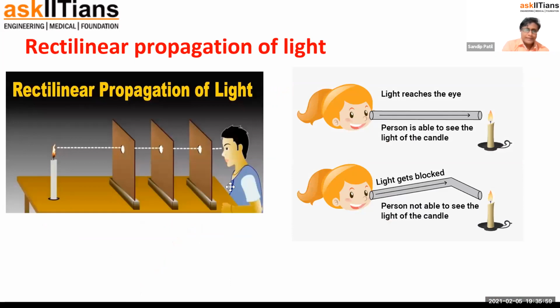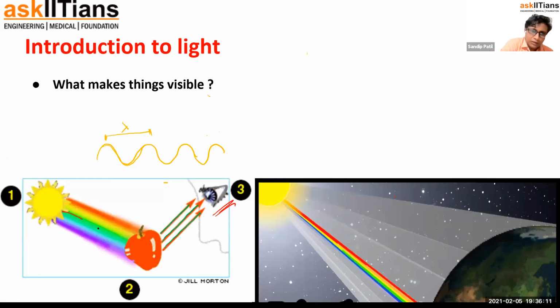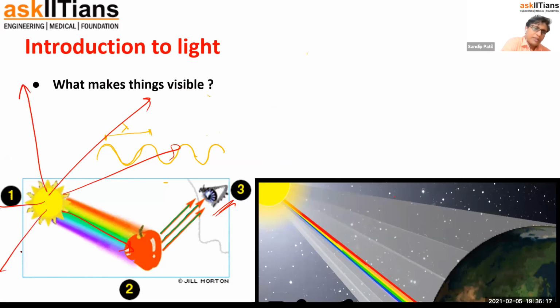Rectilinear propagation of light means that light is traveling in what? In a straight line. The light starts from the sun. Is it just moving in one direction? No. Sun is giving light to every part, right? Even our bulb. It's not like the light is only coming towards you, right? It is going in every direction, right?